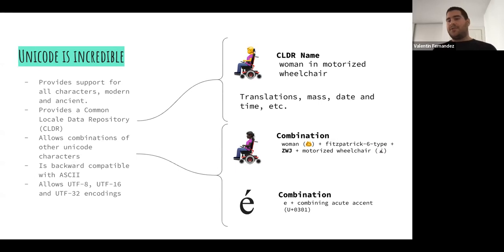Unicode is also backwards compatible with ASCII, right? In UTF-8. Unicode does not only allow UTF-8 as an encoding system, but it also allows UTF-16 and UTF-32.